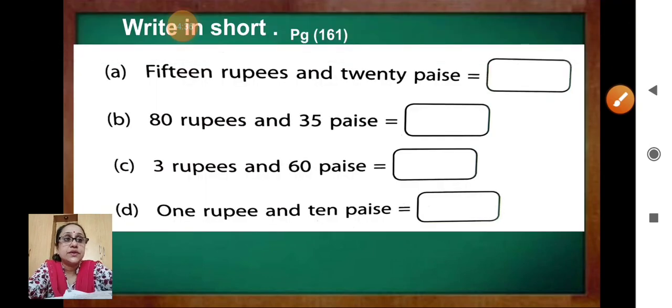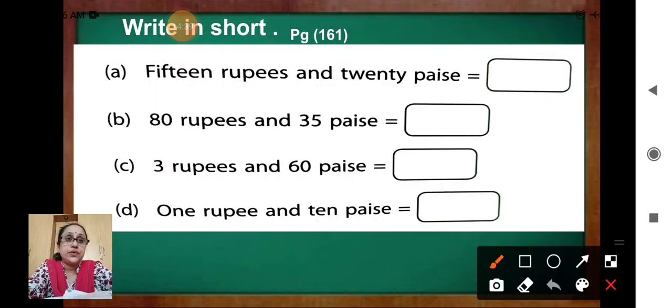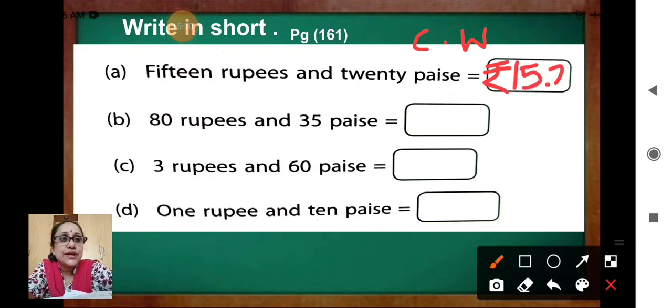Now we will do our classwork, so it will become easy for you. Okay, open page 161, write classwork. Yes, you can see it is written write in short. Question A, it is written 15 rupees and 20 paise. I will show you how to write, then you can do. So write the symbol of rupees, then 15 you will write, give a dot, 20 paise, only write 20, no need to write P, okay.